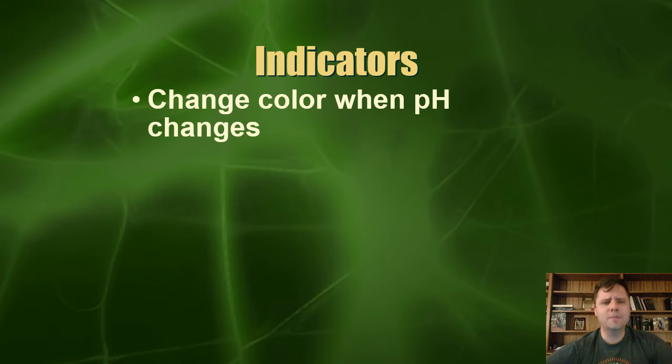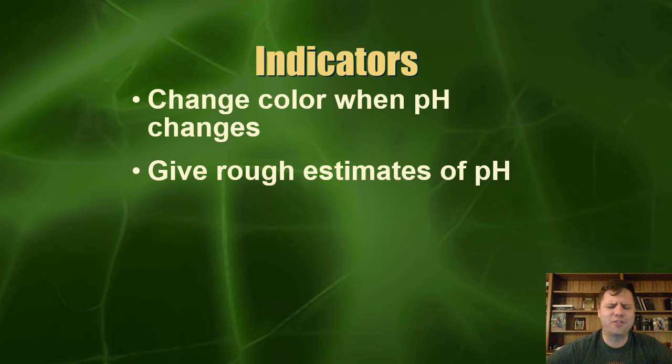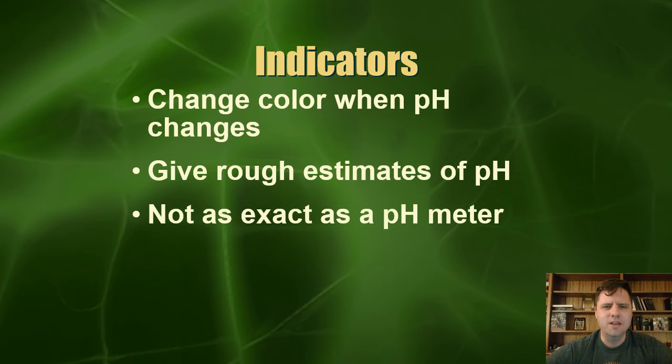Okay, now when it comes to indicators, indicators change color when pH changes. They give a rough estimate of pH, and that's what we were talking about with litmus paper before with acids and bases. It's not as exact as a pH meter, which will just give you a value and is a more recent development. But pH indicators have been used for many years to give a rough estimate of the pH of various solutions.